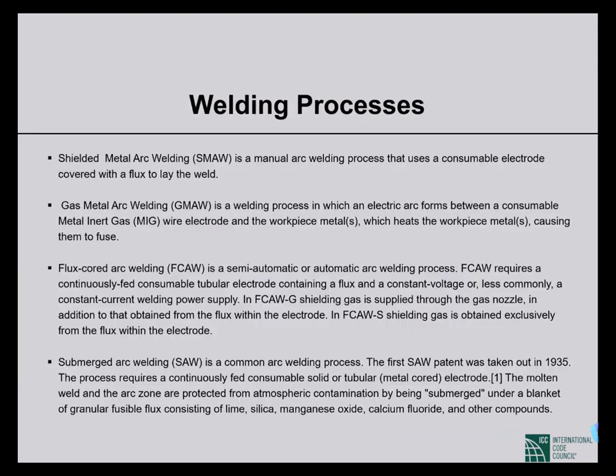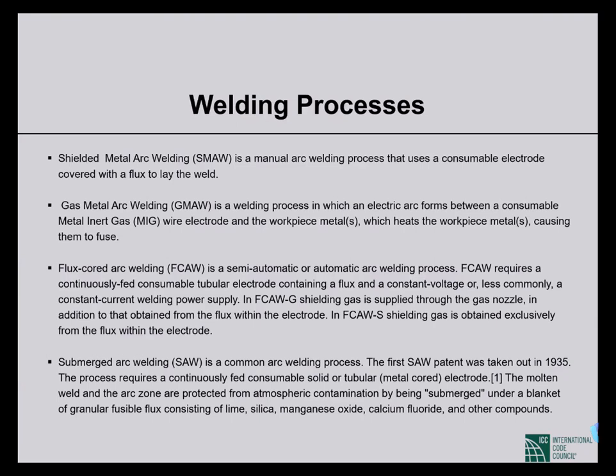Now, the process of welding. There are different processes of welding. The most usual one that we see at the sites, where we have an electrode, a stick of electrode, is called shielded metal arc welding, SMAW. That's the manual arc welding that we quite often see at the sites. Another one is gas metal arc welding.